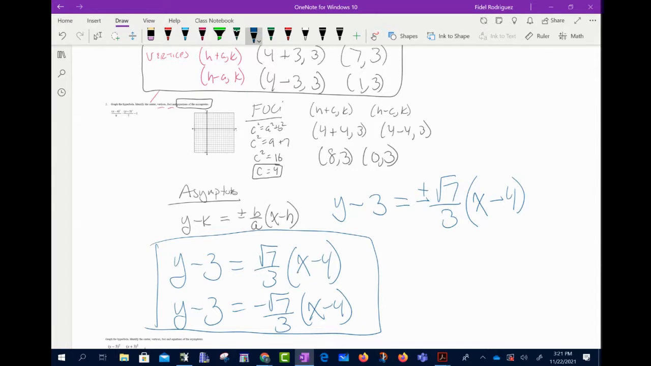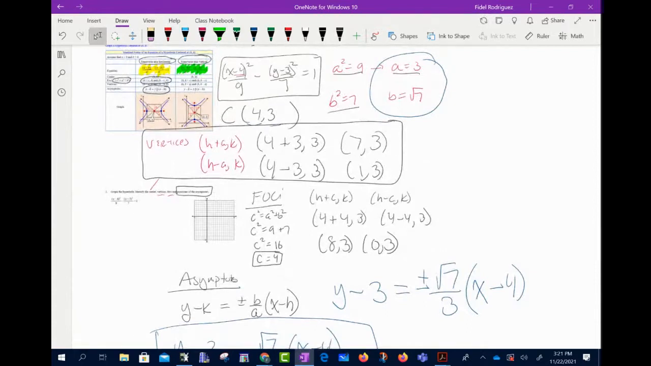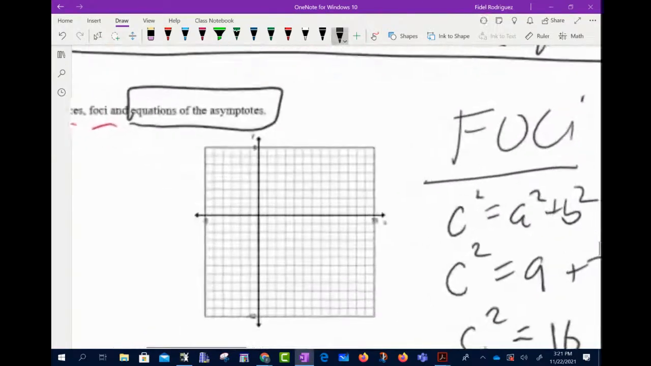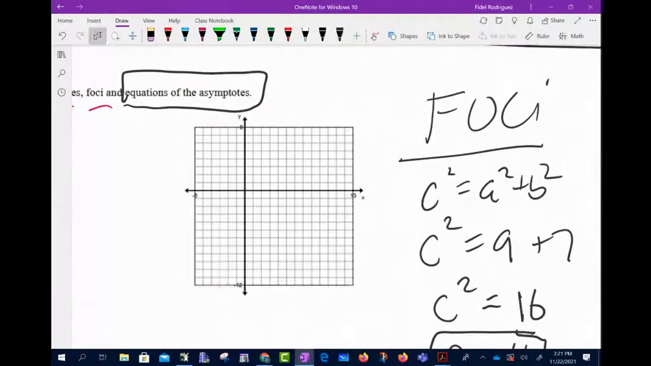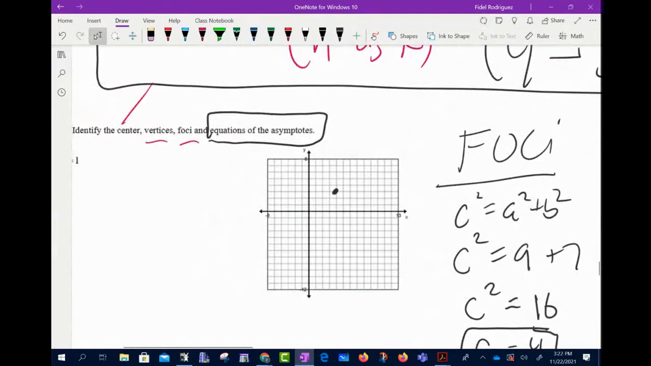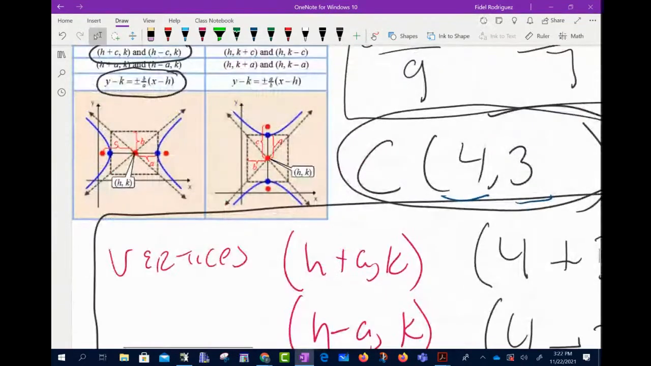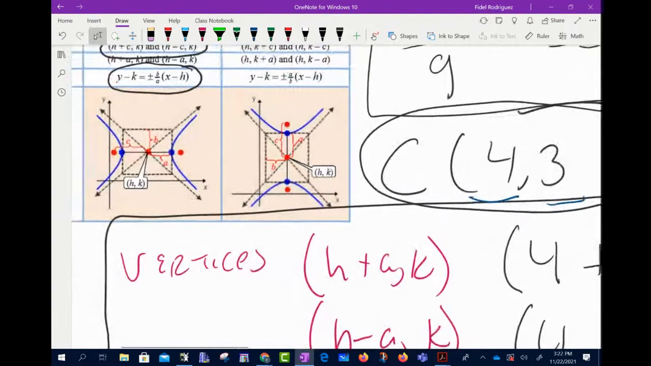All right. First thing we're going to do, y'all, let's plot the center of this hyperbola. Remember what the center was? It was 4 and 3, right? So the center was 4 and 3. Here we go. Let's go to the right 4: 1, 2, 3, 4. Then up 1, 2, 3. There we go. Now that I have that, I want you to look at this picture here, y'all.